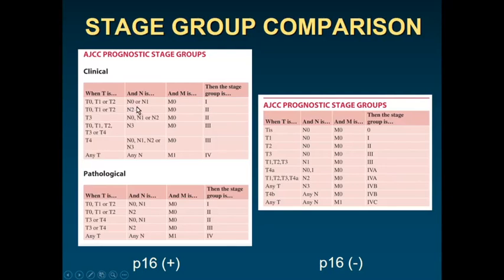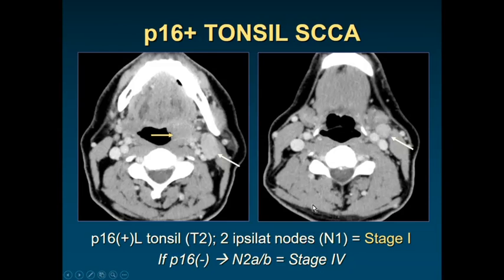But N2 disease, which for this category would be stage 4, is only stage 2 disease for the smaller tumor types. So we can appreciate how, because of the staging system, the vast majority of P16 positive cancers end up getting staged as an early stage cancer, stage 1, whereas the majority of P16 negative cancers are high stage tumors. So it had a big impact.